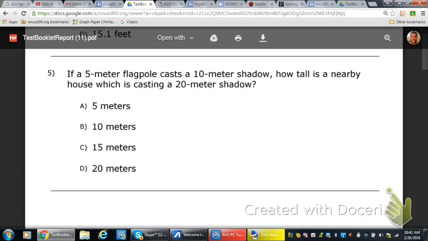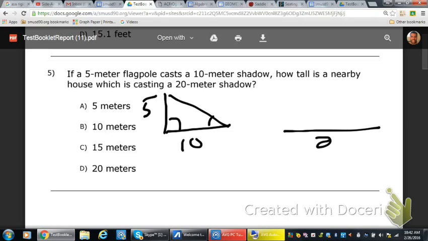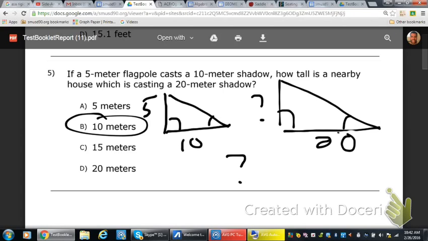Okay, this is a simple one, so a 5-meter flagpole is going to go here. I put 5, I put 10. And then I said a 20-meter shadow would be how much? We can do this in our head, guys. 10 times 2 is 20. So 5 times 2 is 10. The question mark has to be equal to 10. So drawing a picture helps, as you can see. It actually helps a lot.